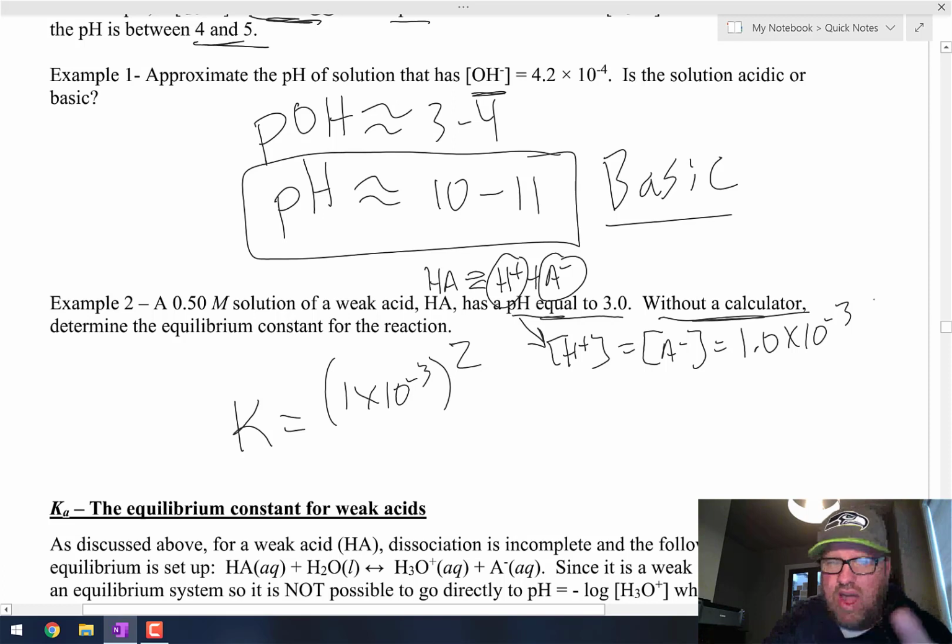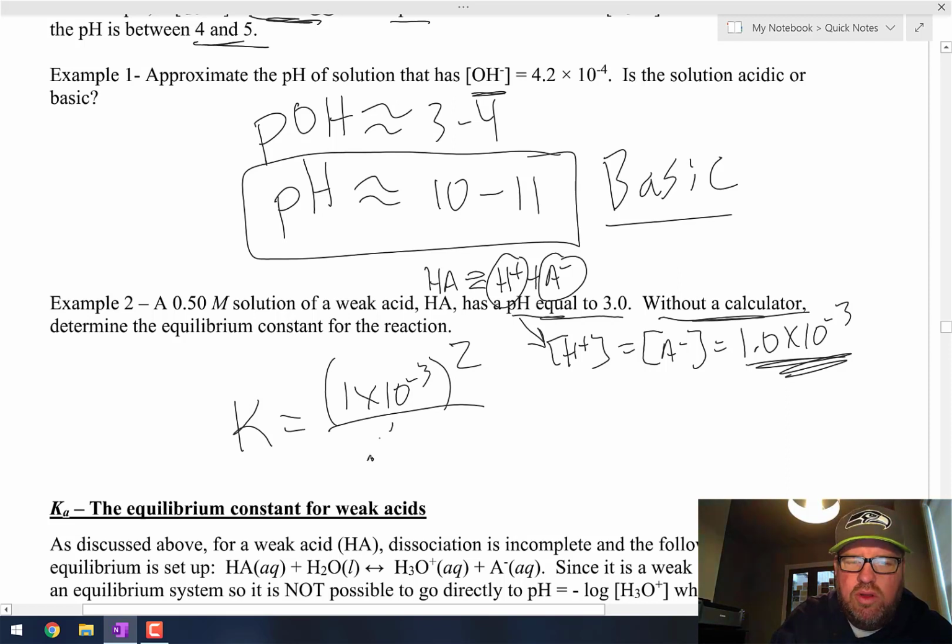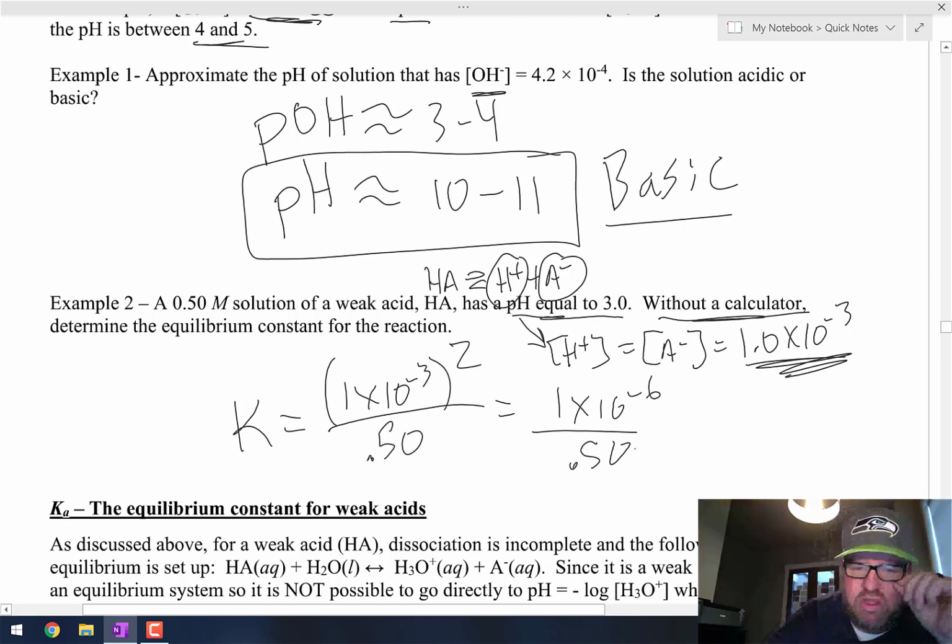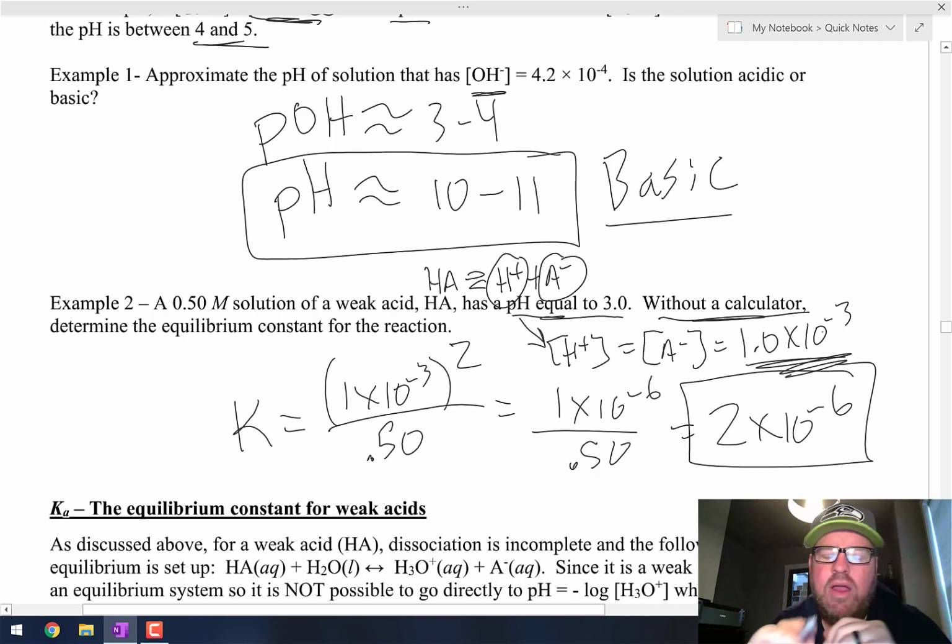Think about that ICE table. I'm skipping the ICE table part just to save some time, but in the ICE table, these would both be equal to 1 times 10 to the minus third. So we square them over 0.50. 1 times 10 to the minus third squared is 1 times 10 to the minus 6. And anytime you divide by 0.5, that's the same thing as multiplying by 2. So that just becomes 2 times 10 to the minus 6. And that is how you deal with pH when you have a weak acid or a weak base.